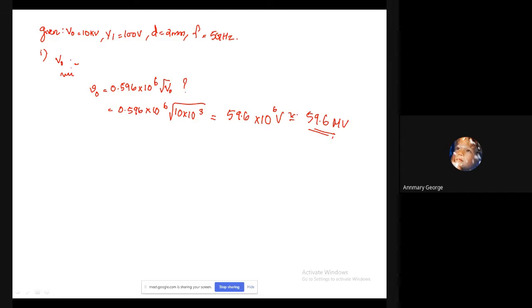Numericals are important for the subject. For each and every question, there will be a numerical part.